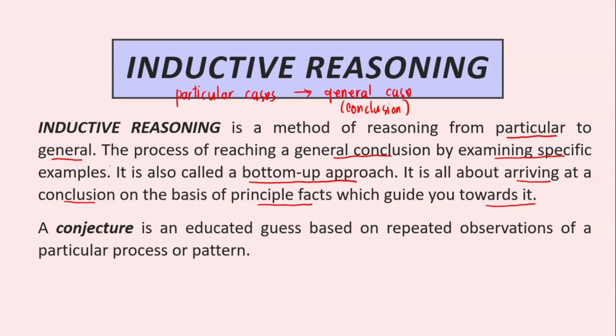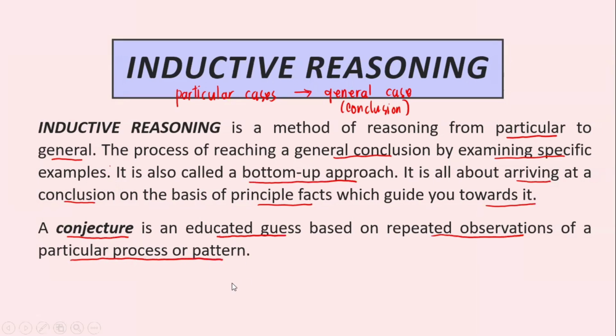Now, when we say conclusion, it's about making inferences or making an educated guess. So that is called the conjecture. Meaning you have to make a theory or make inferences out of the particular cases that we have, or out of the repeated observations of a particular process or pattern.